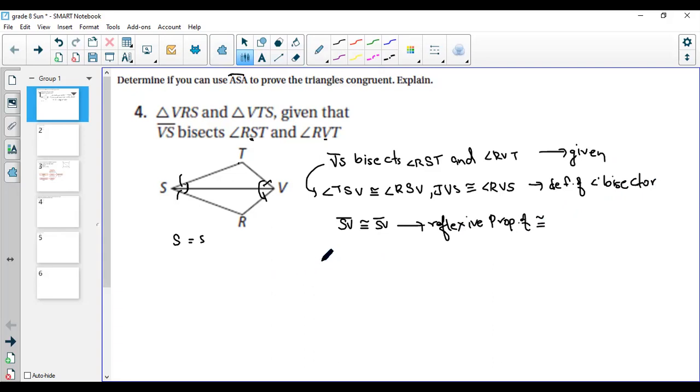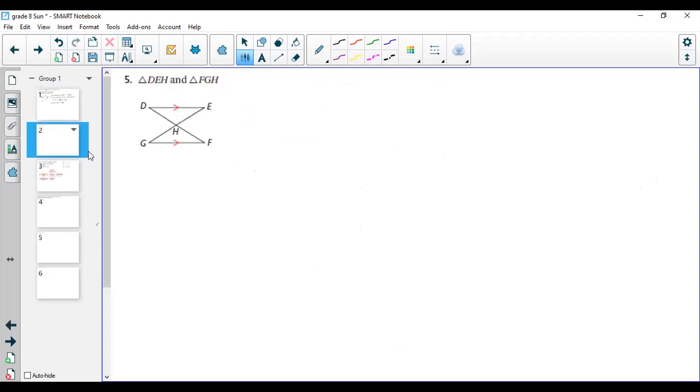So which means triangle VRS is congruent to triangle VTS because of the angle side angle postulate, right? So this is how you need to prove. Always think what kind of proof or what theorem we are using. It's ASA, which means two angles and the included side. So if we can prove that two angles and the included side are the same, that means we have already done our proof. Alright, moving to the next question.